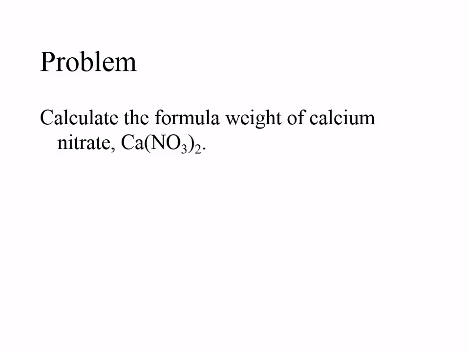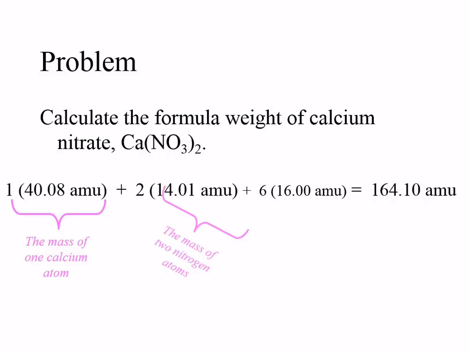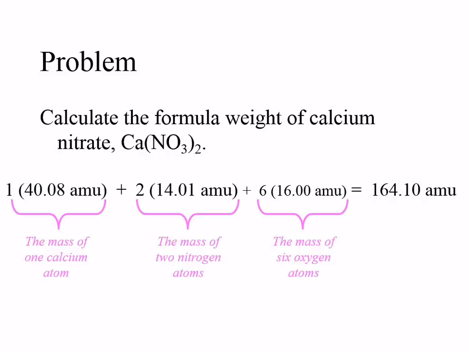Okay, so we'll have a periodic table. How many oxygens do we have here? 6. Very good. 6 oxygens. You got it. So we'll go to the periodic table. Take 1 times 40.08. That represents the calcium. Plus 2 times 14.01 AMUs. That represents the nitrogen. Plus 6 times 16.00 AMUs. That represents the oxygen.